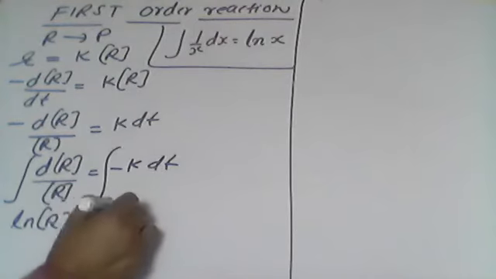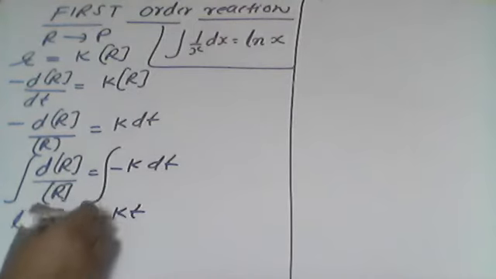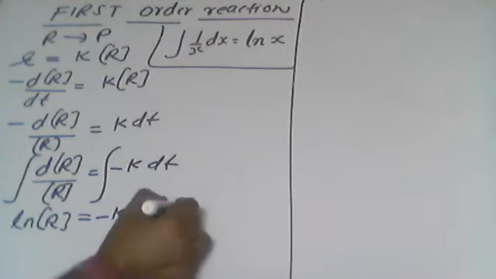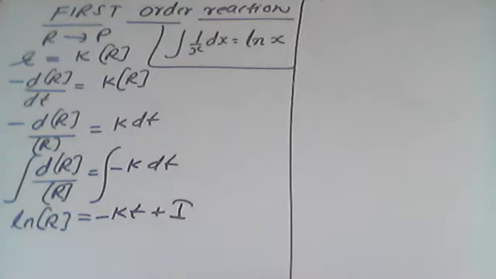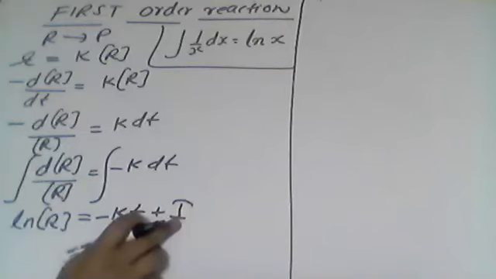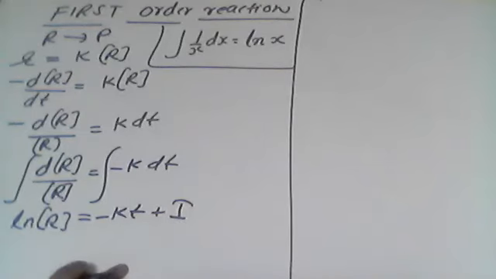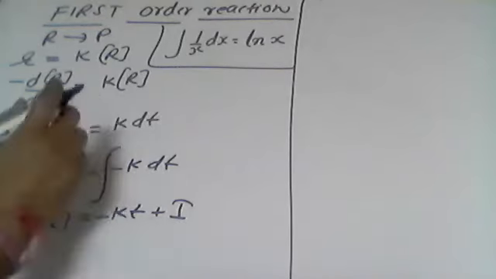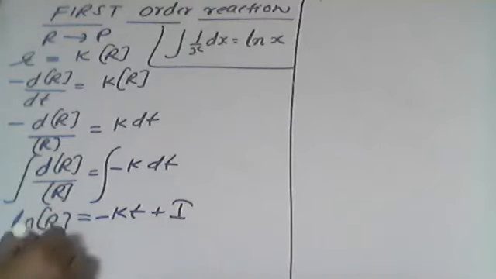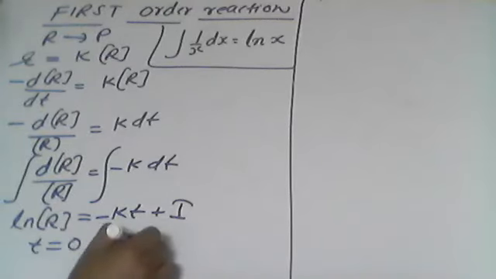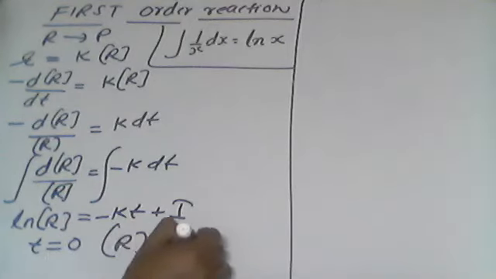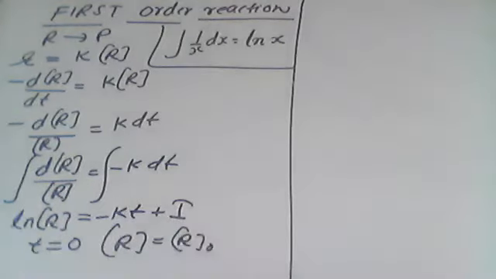Minus k dt, k will be a constant. It will be minus kt plus I. Natural log of [R] equals minus kt plus I. Again, we need to find out the constant of integration I. How can I find out the constant of integration? When time t is equal to 0, [R] is equal to [R]naught.